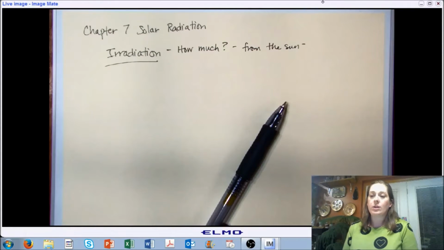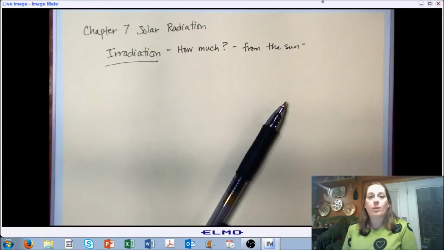The third section, which we just completed, was looking at solar angles, and now we're going to take that and extend it to the unknown that we had when we started this chapter, which is how much energy or how much solar radiation is coming onto a surface.